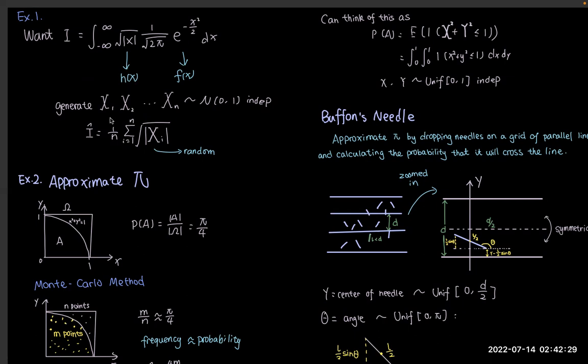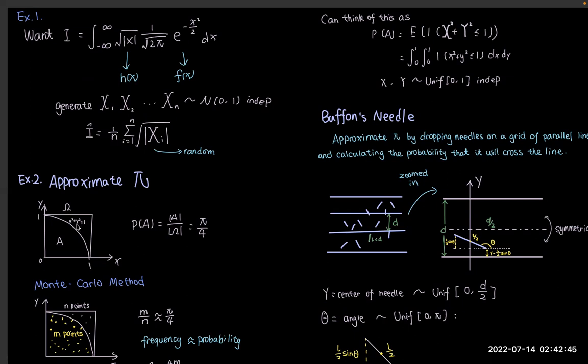Another example. Suppose we want to approximate pi. And so we have the unit square. This is our sample space, and it consists of all the points in this unit square.